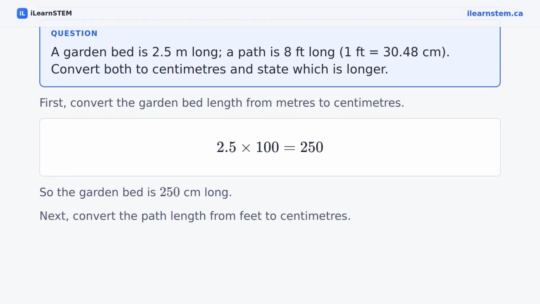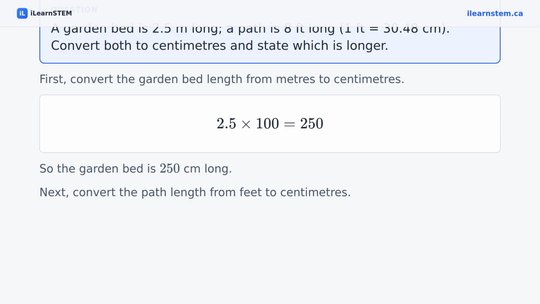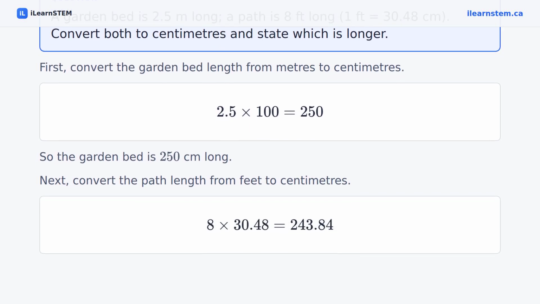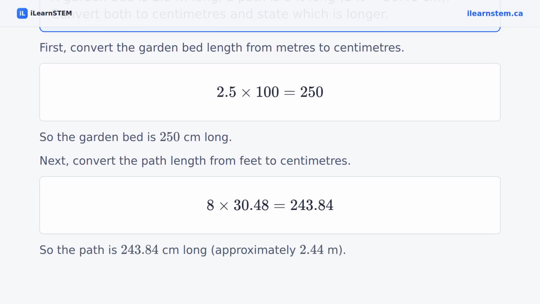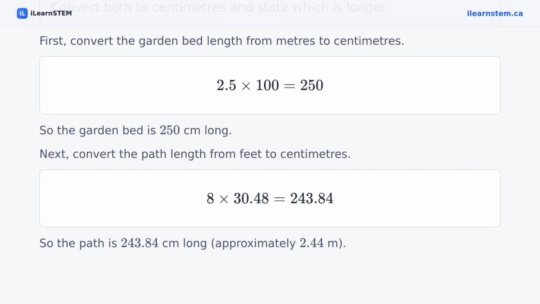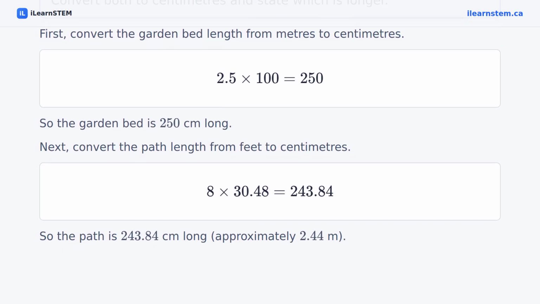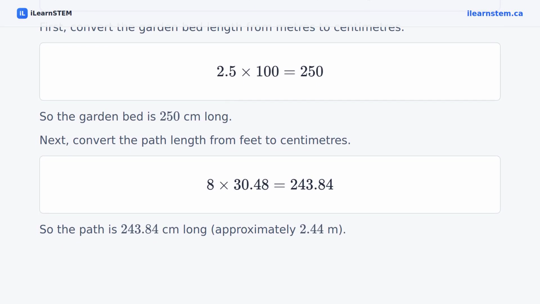Next, convert the path length from feet to centimeters. 8 feet times 30.48 equals 243.84 centimeters. So the path is 243.84 centimeters long, which is approximately 2.44 meters.